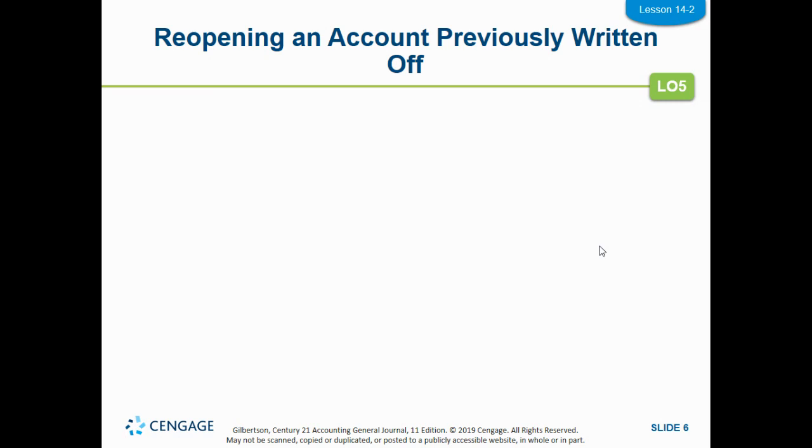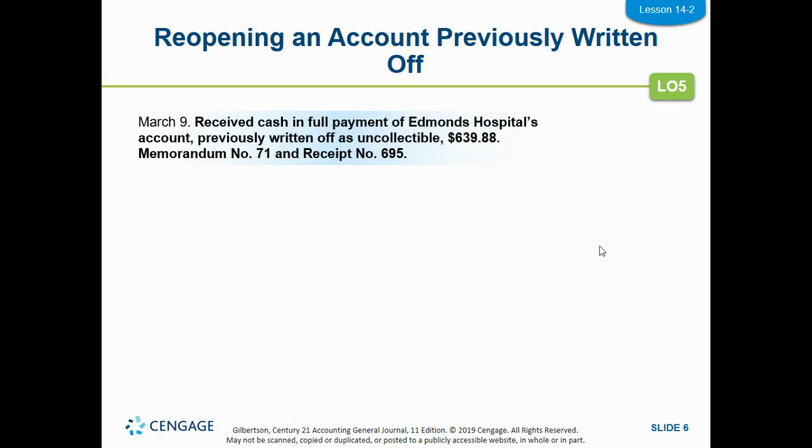So, reopening an account that was previously written off. As I was saying, it could happen that the customer comes back later and pays us because generally, when customers don't pay, there's usually some kind of problem and maybe they got it resolved. And so Edmonds Hospital, here on March 9th, it says we received cash from them. So that's good. They must have had an attack of conscience or their situation changed, whatever. They've suddenly got the money and they're like, hey, we need to pay them. Let's do it. Okay, great. I will take their cash every day of the week. Received cash in full payment of Edmonds Hospital, previously written off. It was uncollectible, $639.88. So I've got to prepare a memo, and I also need to prepare a receipt.